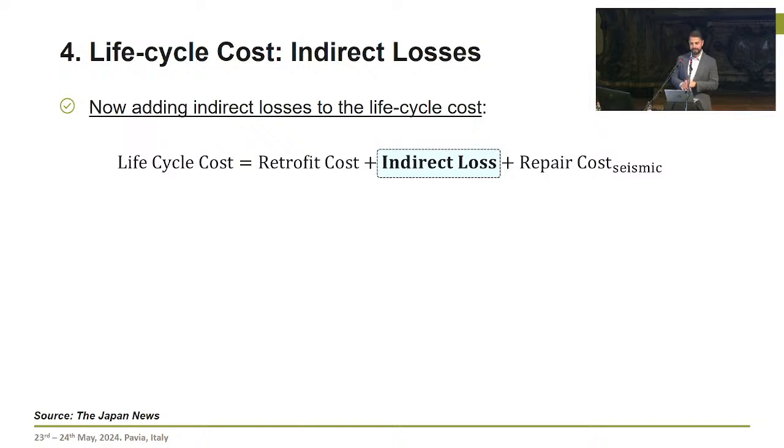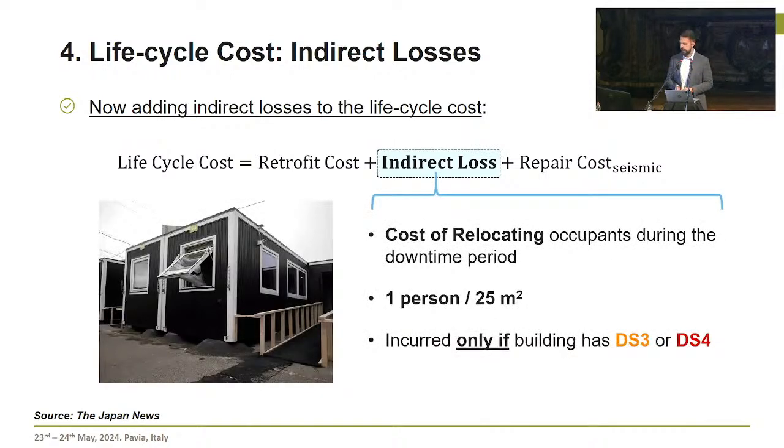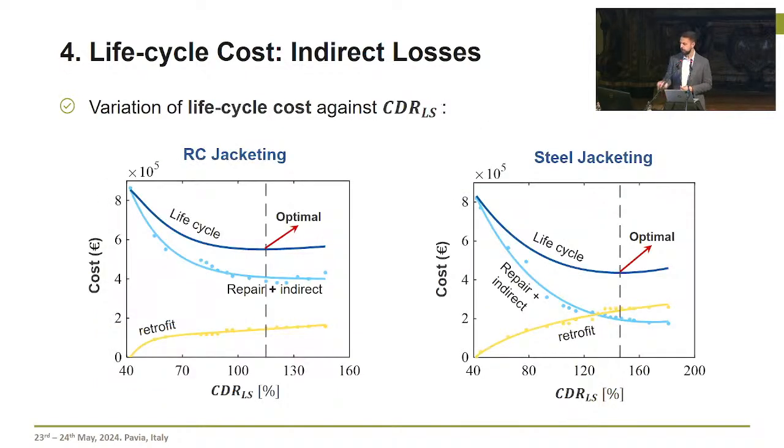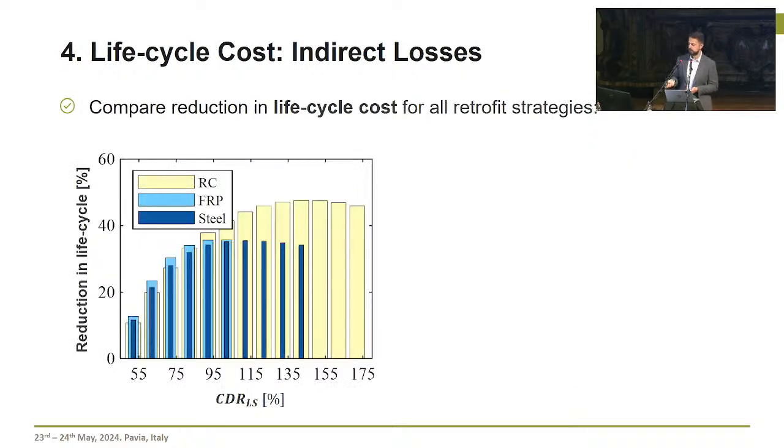Now, what's going to happen if I add indirect losses into the equation of life cycle cost? And I'd like to highlight here that the indirect losses are basically the cost of relocating building occupants to temporary housing facilities during the time that the building cannot be occupied. So here we see a plot of the overall life cycle cost versus, again, there is not much of a difference here. The trend is the same, the optimal points are the same.